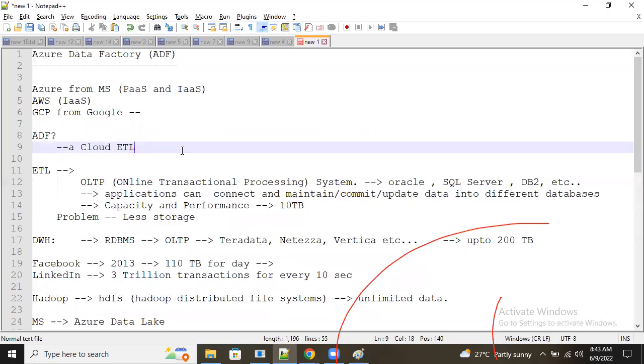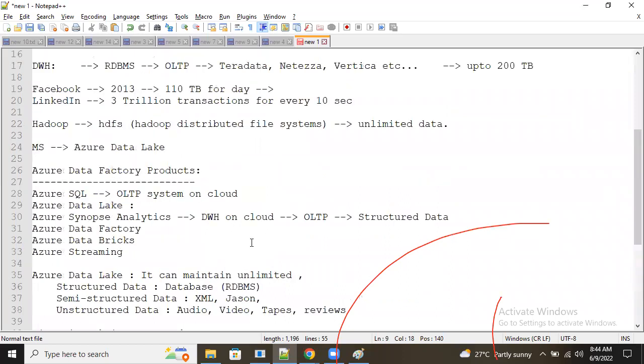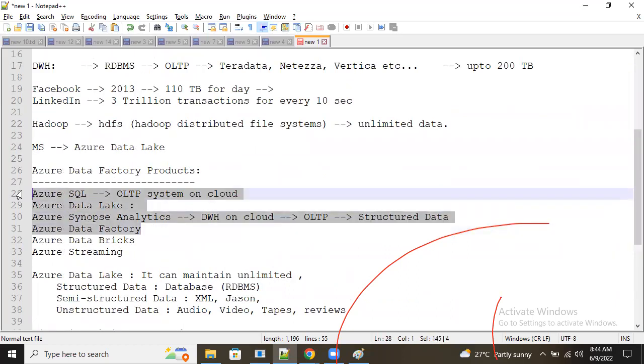We have different formats basically. Simply for our understandability, ADF is an ETL environment on cloud. ETL functionality can be implemented on a cloud. A cloud environment for ETL purpose. There are different ways that you can present it. Right. So these three are our scope basically.